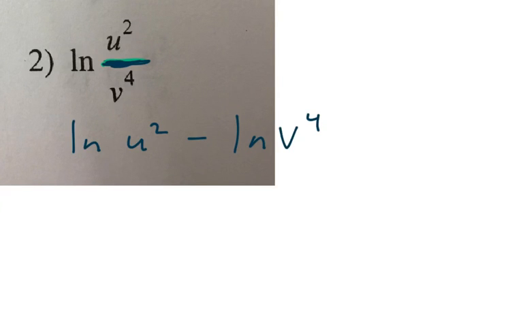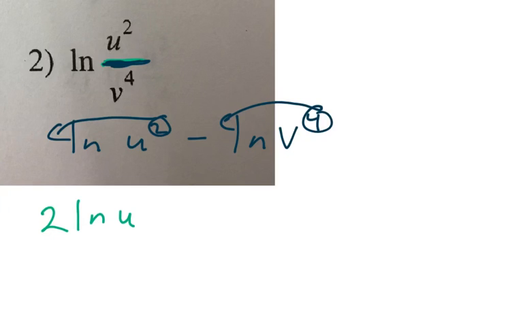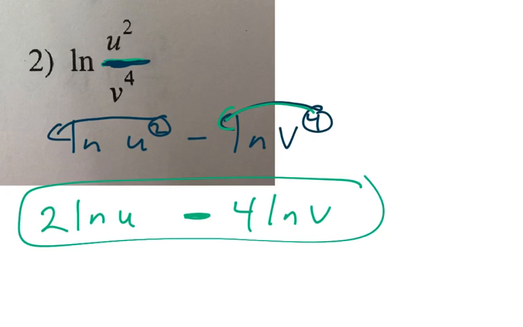Now, if you look at our answer, guys, we're not done yet because don't they each have a power on them? And we can bring those powers in front, you see? So our final perfect answer is going to be 2 natural log of u minus, the 4 again goes in front, 4 natural log of v. Now we totally expanded that expression. And we're done. Okay, pause the video if you need to.